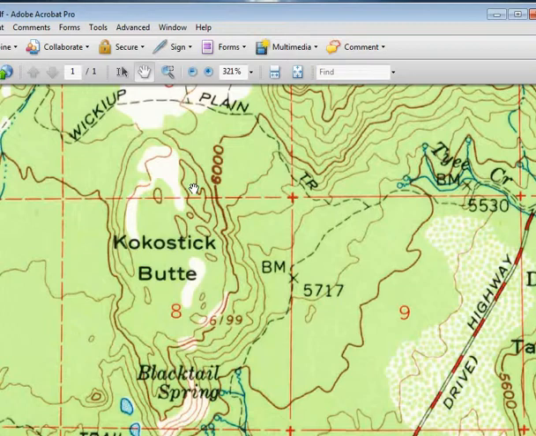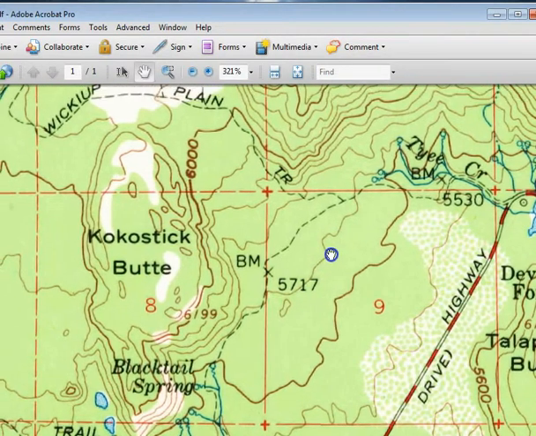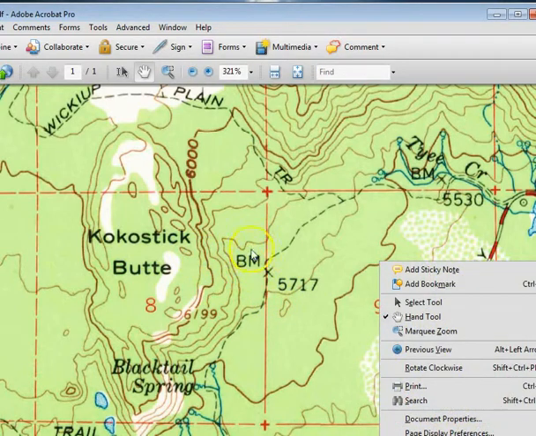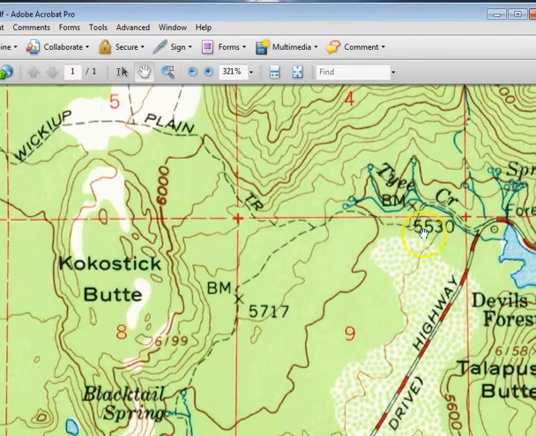Right, so you're just going to add another 80, right? So that's pretty simple. I see a benchmark here that gives me the elevation, right on that section line. And then I see another benchmark at Tie Creek. I got a question.